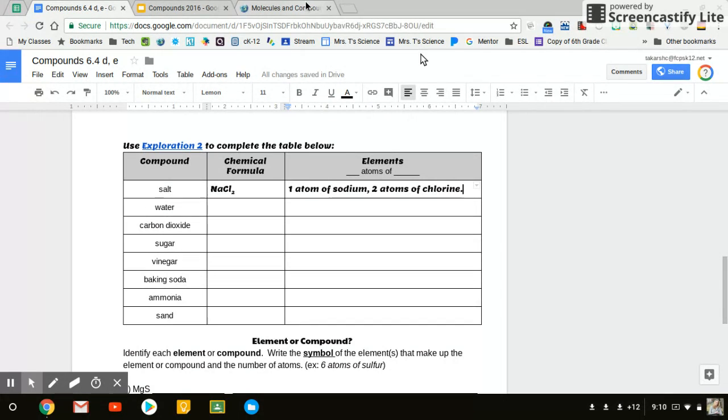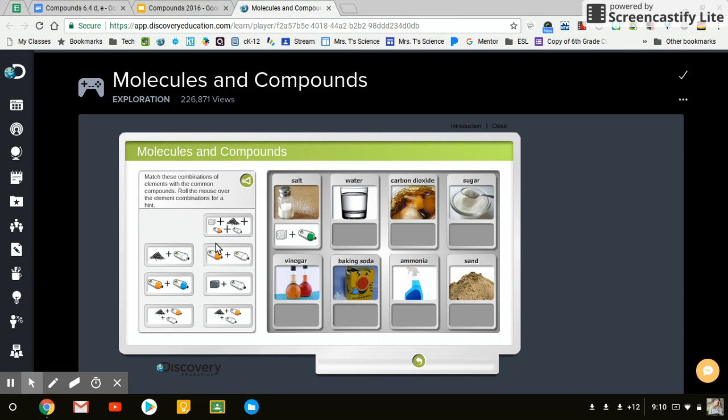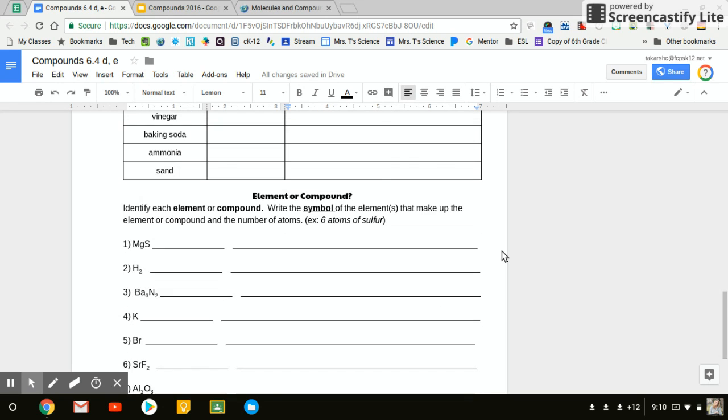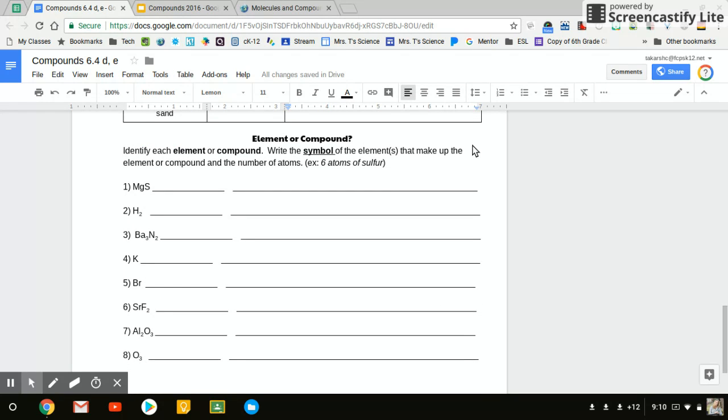Okay, so at this point, you're on your own to match up the rest of them and complete this section here, okay? When you're finished, raise your hand, ask Mrs. Tuckash to come over, check it, make sure you're on the right track before you continue. This next part, once you've gotten permission, you're going to do just as we did in our last examples, element or compound. So here you will have several different either elements or compounds.